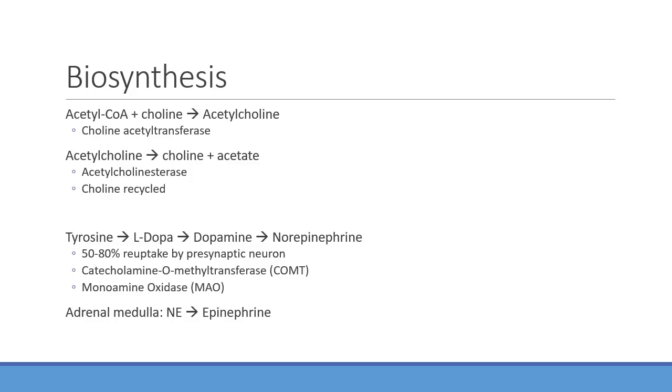So looking at the biosynthesis, we talked about this a little bit already. Obviously, acetylcholine is made from acetyl-CoA and choline, right there in the name.